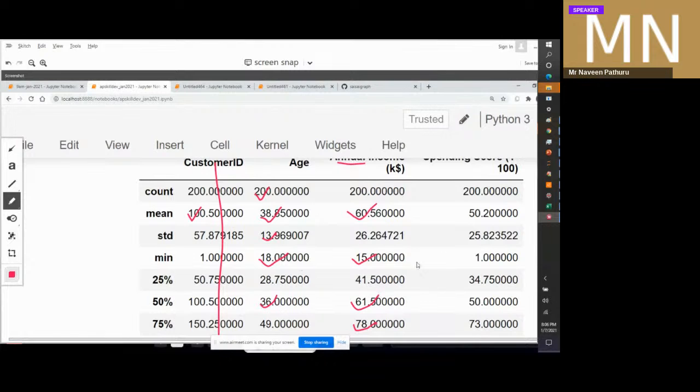Then the spending score. For the spending score, the minimum is 1. Some customers are spending only $1 for every $100. Or you can think in terms of rupees, they spend only 1 rupee for every 100 rupees that they have. They come to the mall, they spend 1 rupee, guys, for every 100 rupees they have. For me, that is very minimal. Why would somebody come and spend one rupee? Well, we don't know, but that is what is coming out here. Some people, at maximum, are spending 73.